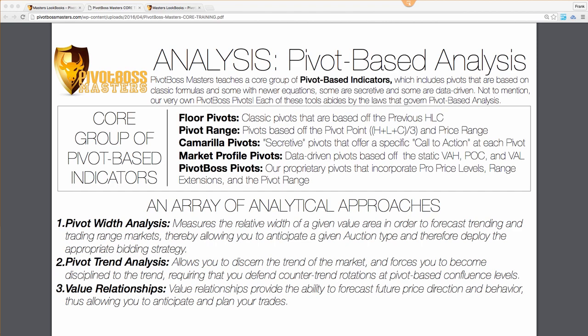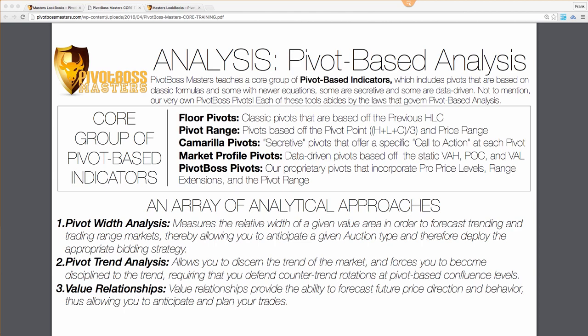Once I was able to really understand the floor pivots, and then add to that the pivot range, I was then able to assimilate that same pivot-based analysis philosophy or approach to all the other various pivot types. And that's really, really important.